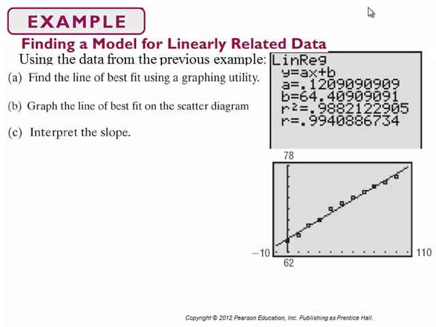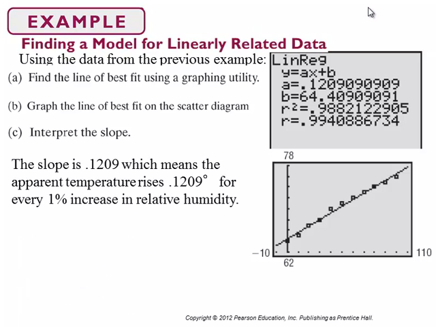Interpret the slope. What was the slope? Remember, we had this discussion before. The slope of your linear function is the change in y over the change in x. What was y in this case? y was the apparent temperature, and x was the humidity. And the slope is 0.1209 approximately. So you can interpret the slope of 0.1209 to say that the apparent temperature increases by 0.1209 degrees for every 1% increase in relative humidity. Okay?